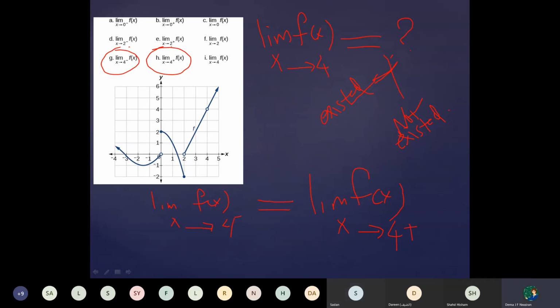Look at limit f of x when x approaches 4 from the left. Here is 4. 4 from the left, it's going to be near what? 4. Sorry, 4. Thank you. And 4 from the right, it's going to be what? Near 4 also. 4, thank you. Is 4 equal to 4? Yes. So it exists. It exists and equals 4. Thank you.